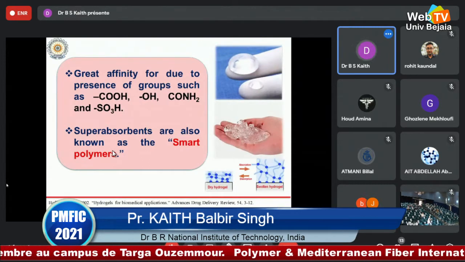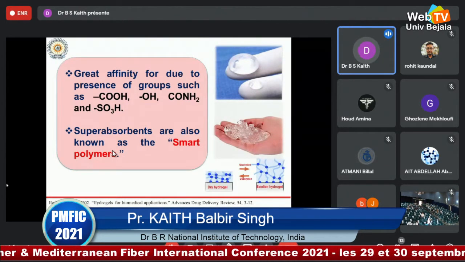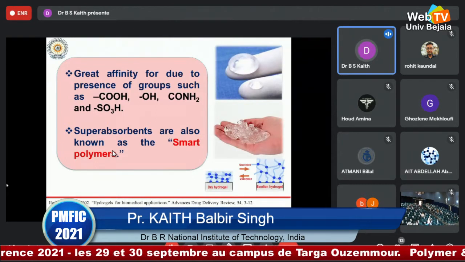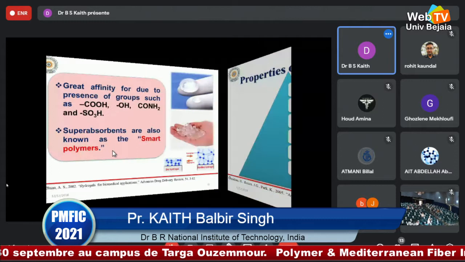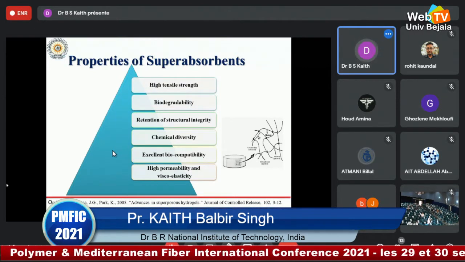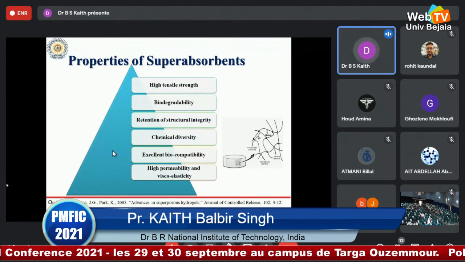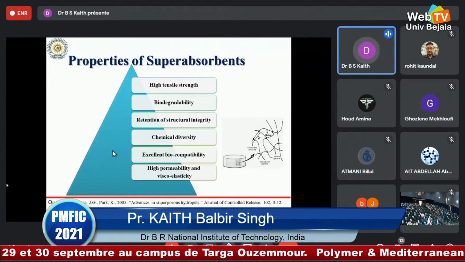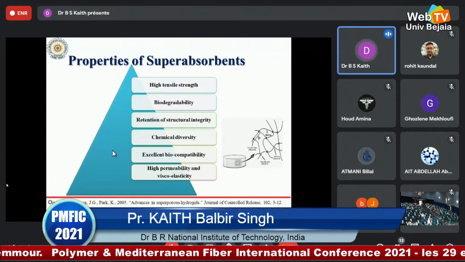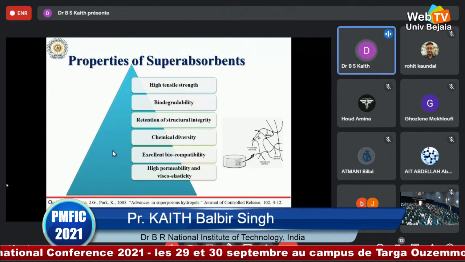These superabsorbents are highly sensitive towards pH, temperature, and other parameters, and because of that, they can respond to different types of stimuli. We call them smart materials or smart polymers. The properties of these superabsorbents: they have high tensile strength. They are highly biodegradable. They retain structural integrity; they don't lose it even after swelling to a very large extent. They have a lot of chemical diversity because of the presence of different functional groups, and excellent biocompatibility. That's why they can be used for biomedical purposes. High permeability and viscoelasticity.